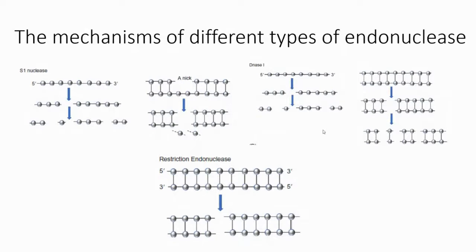And then a different type, the endonuclease, like S1 nuclease. S1 nuclease only cleaves the single-stranded. And DNase I can cleave both single-stranded from the nick here, or this single strand, or double-stranded. S1 nuclease can only degrade this single-stranded. DNase I can degrade both single-stranded and double-stranded.